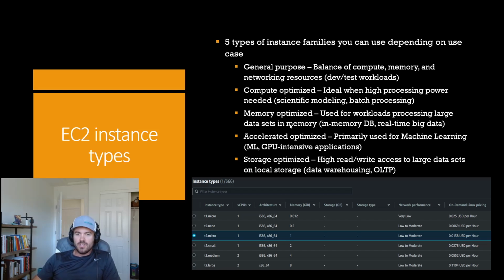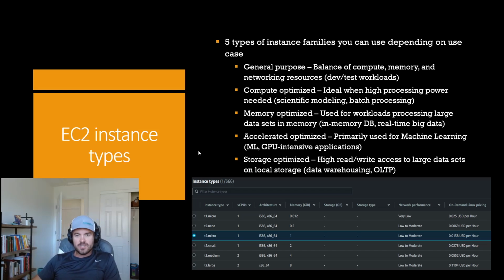Okay? You've got accelerated optimized, which is primarily used for machine learning. It's a slightly newer instance family type. But again, it's mostly used, like I said, for machine learning or even GPU intensive applications. So the GPU, your graphics processing unit, so very graphical applications. Maybe you have image rendering applications, I don't know.